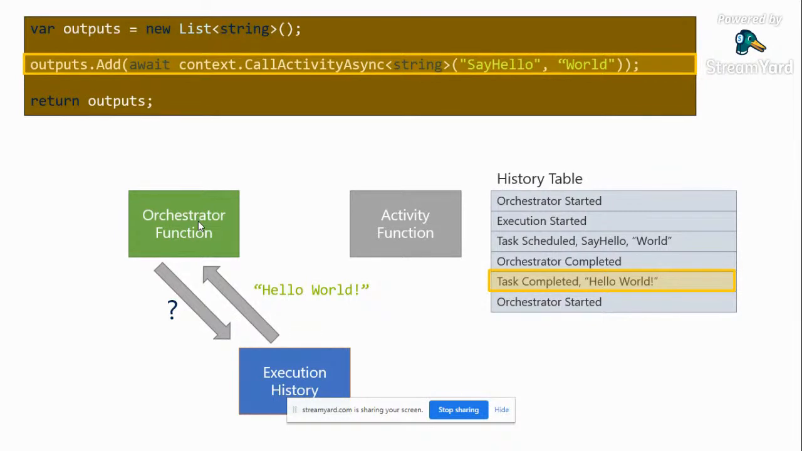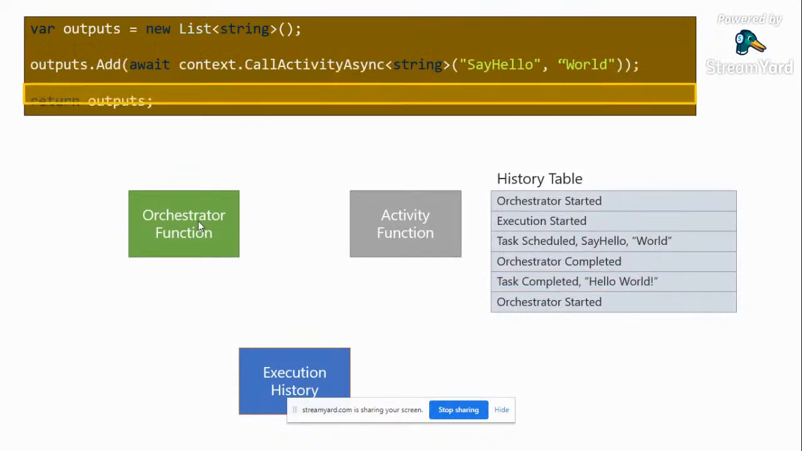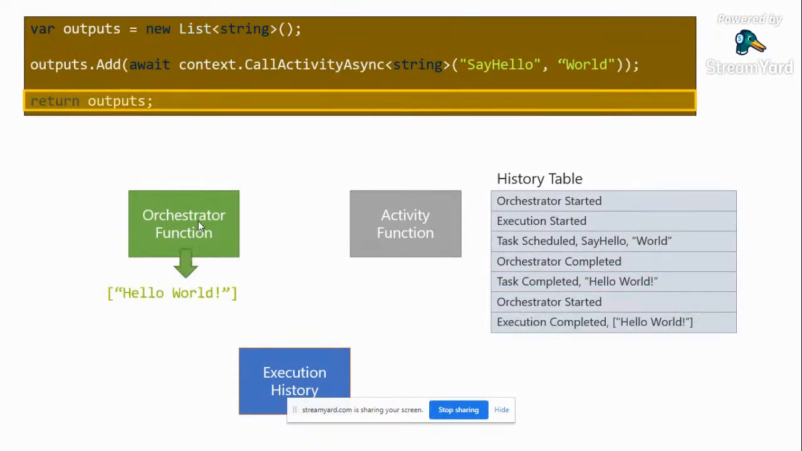This time we are not calling the activity function because it has already been executed and the state is maintained. We have maintained the state as well as the result. So this history table itself will give the result back to the orchestrator function. Then we'll go to the return statement. That's all. We are returning hello world as an output. Okay, so this is how durable functions work.